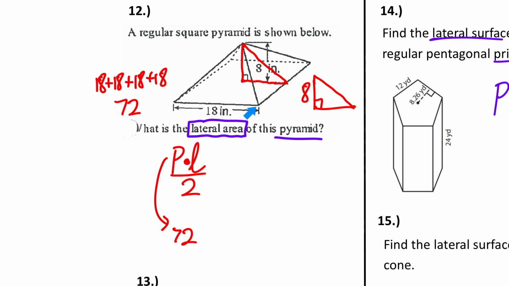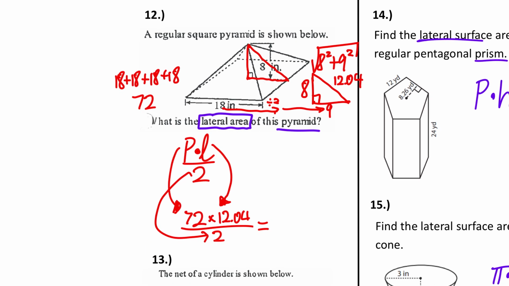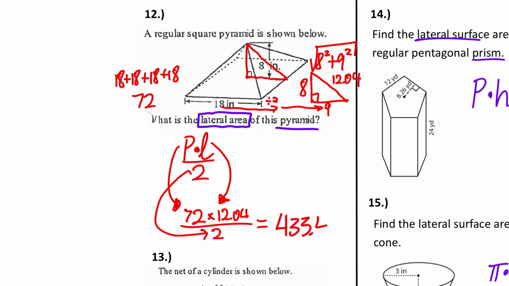How long is this side down here going to be? 18 goes the whole way. 9. So this starts at the halfway point and goes across. So what's half of 18? 9. So now I'm going to do 8 squared plus 9 squared, square rooted. And that's going to give me 12.04. So the slant height is 12.04. Okay, divided by 2. And that gives us 433.44 square inches.